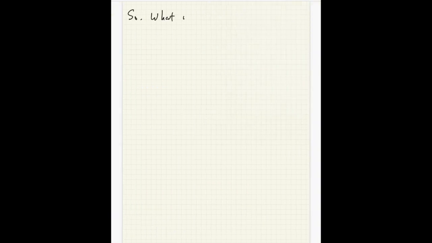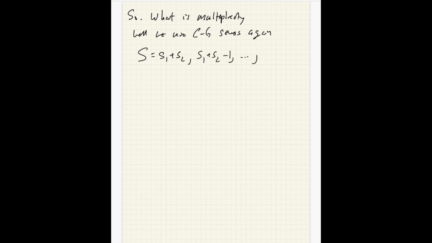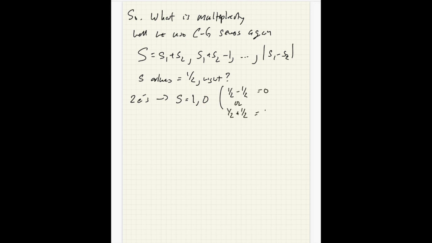Okay, so what is multiplicity? Well, again, we use the Clebsch-Gordan series, where capital S will be all the possibilities of adding the two spin quantum numbers together, S1 plus S2, S1 plus S2 minus 1, so on and so forth until you get to the absolute value of S1 minus S2. Little s is always going to be 1/2, so with 2 electrons you only have 2 possibilities. Capital S will be either equal to 1 where they're going the same direction, or 0 where they're paired up and go in opposite directions. So we only have the 2 possibilities when you only have 2 electrons.